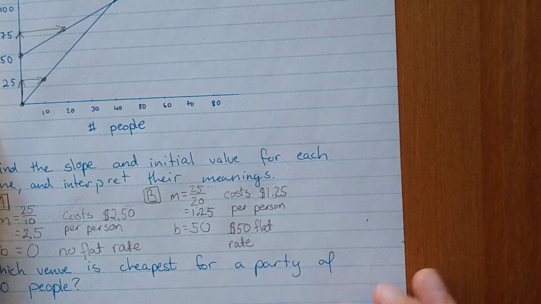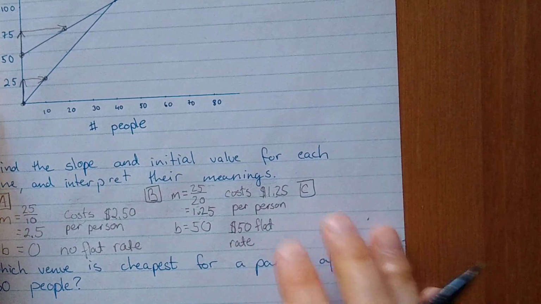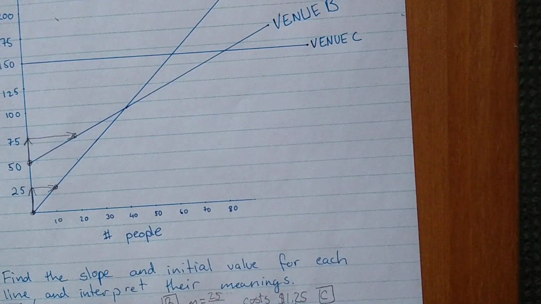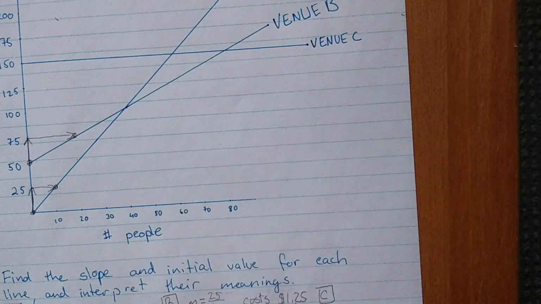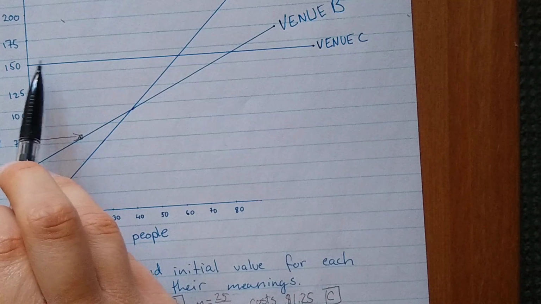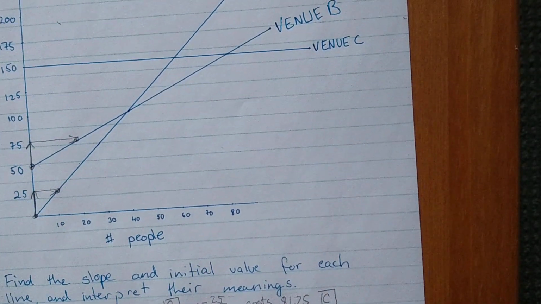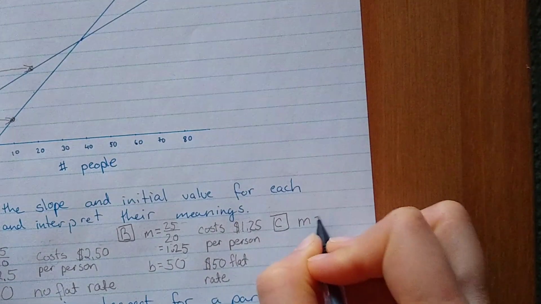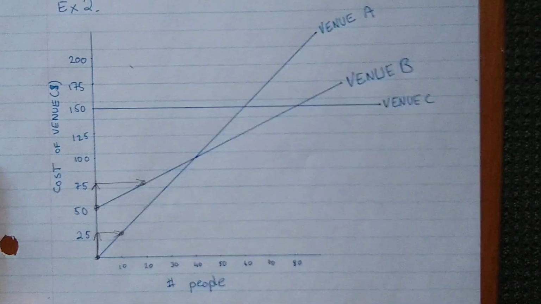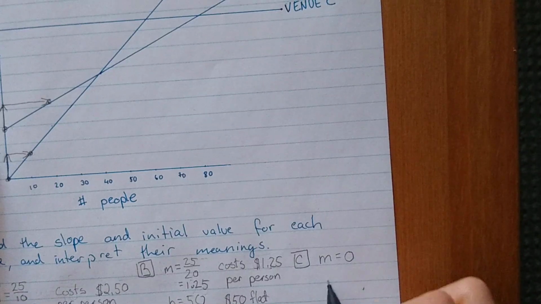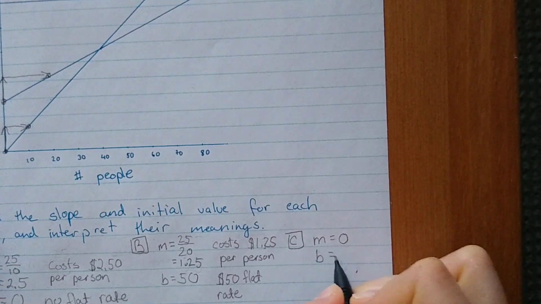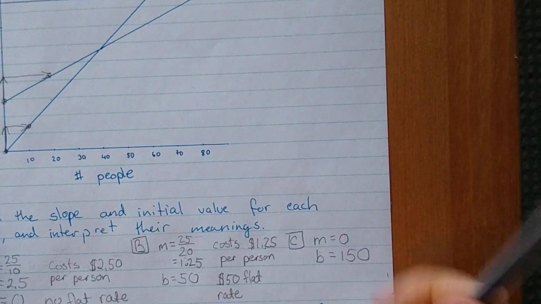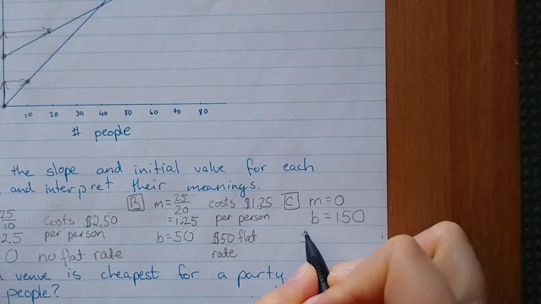Now, if we look at venue C, you'll notice that it is not sloped at all, it's just flat. And when you have a horizontal line like that, the slope is just 0. The way you can think about it is if you're walking along and it's not sloping up or down, then it's not sloping at all, so it's 0. So our m value is just 0. And our initial value is 150. So our interpretation of this, there's no per person, there's only a $150 flat rate.